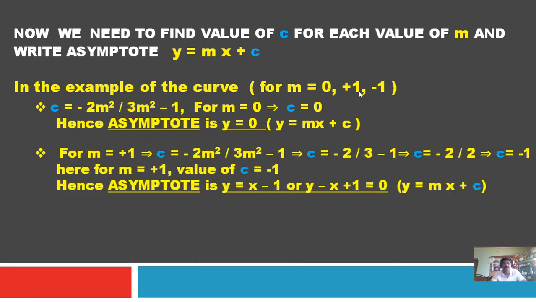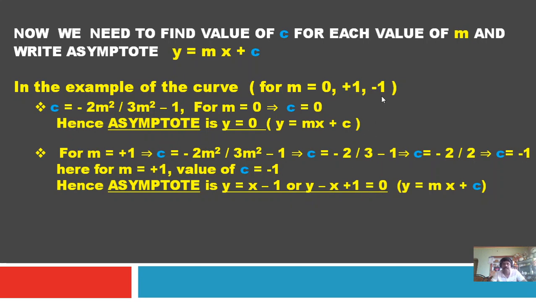In the same way, for m equals plus 1, substitute in c equals minus 2m square divided by 3m square minus 1. Again the value will be minus 2 divided by 2. We are getting the value of c equals minus 1. For m equals plus 1 and c equals minus 1, the asymptote y equals mx plus c is in the form of y equals x minus 1. Or if you bring all the terms to the LHS, y minus x plus 1 equals 0.